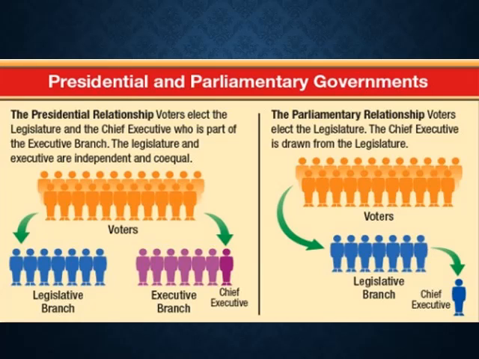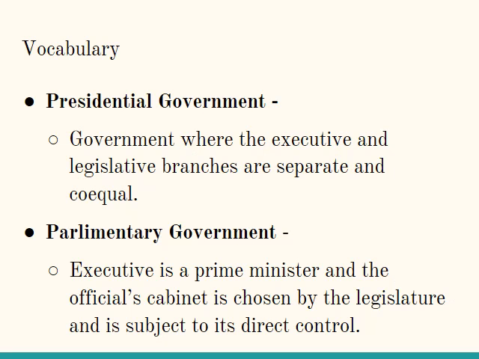All right, here's another look at this graphically. In a presidential system, the voters choose both a legislative branch and a chief executive. In a parliamentary system, the voters choose a legislative branch, and in turn, the legislative branch chooses the chief executive.